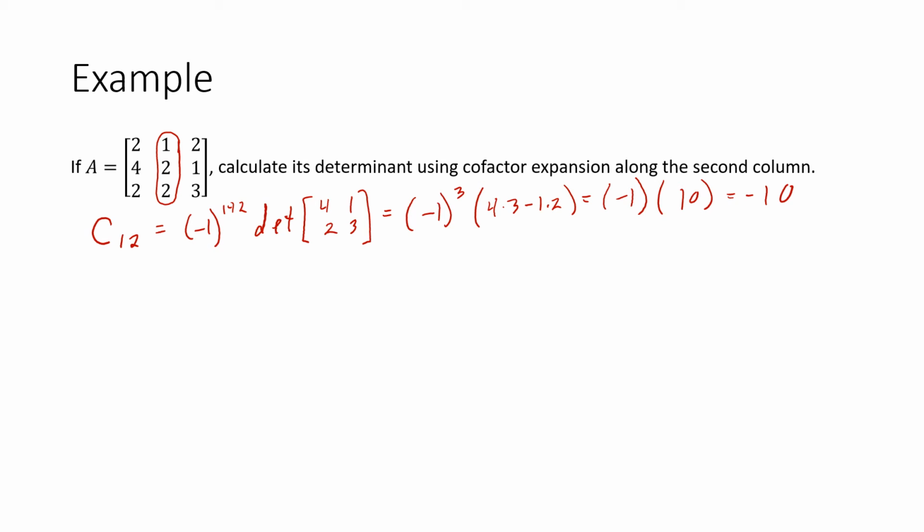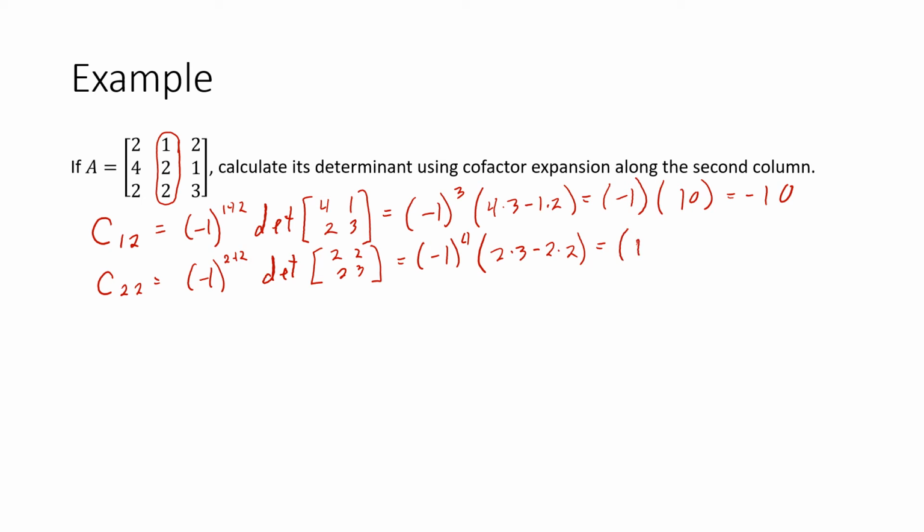Now we move down to the second one. C22 is equal to negative 1 raised to the 2 plus 2 times the determinant of what we get when we eliminate the second row in the second column. So 2, 2, 2, 3. So it's negative 1 to the 4 times 2 times 3 minus 2 times 2. That's equal to negative 1 to the 4 is equal to 1 times, that's 6 minus 4, that's 2, so that's equal to 2. And the final one is C32, so the third number in that column.